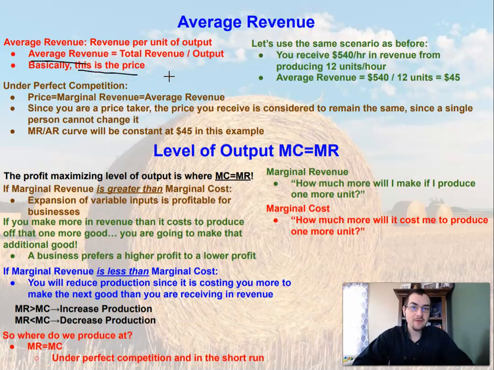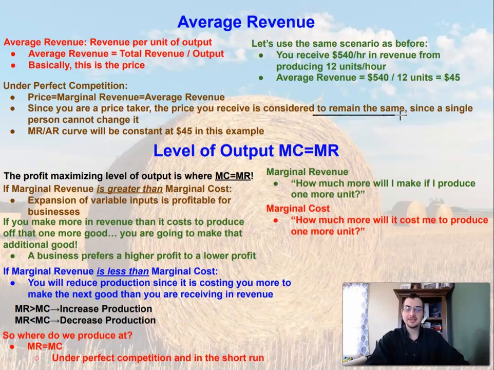So if average revenue is equal to the price and marginal revenue is equal to the price, by default, marginal revenue needs to equal average revenue as well under a perfectly competitive environment. So under perfect competition, we actually see that marginal revenue is equal to average revenue. So since you are a price taker, the price you receive is considered to remain the same, since a single person cannot change it. Since you're a price taker, and no single firm can change the price, nor are they big enough to influence the price, and everyone is a price taker, we consider that price to remain the same.